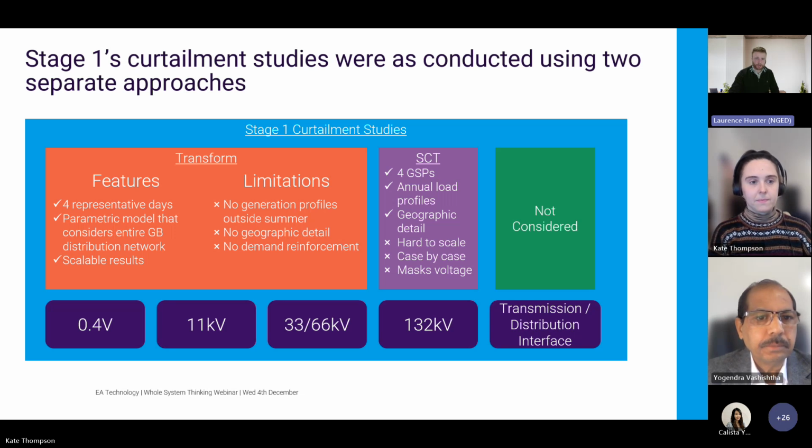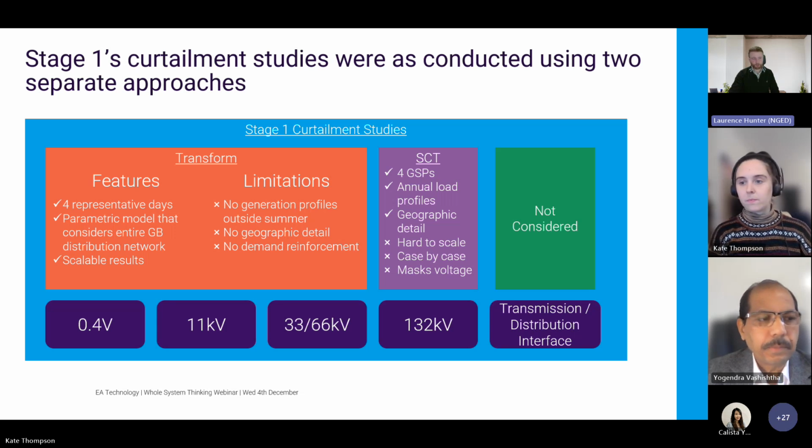So shown on screen now is the network forecasting methodology, which we used in our stage 1 work. So you'll see that we've got a few voltage levels across our network, ranging from the 400 volt LV network to the 11 kV network, which supplies our secondary substations, and the primary network, which is operating at 33 and 66 kV. We also have a 132 kV network, which operates across steel towers and underground cables. And obviously, we have an interface with the transmission system.